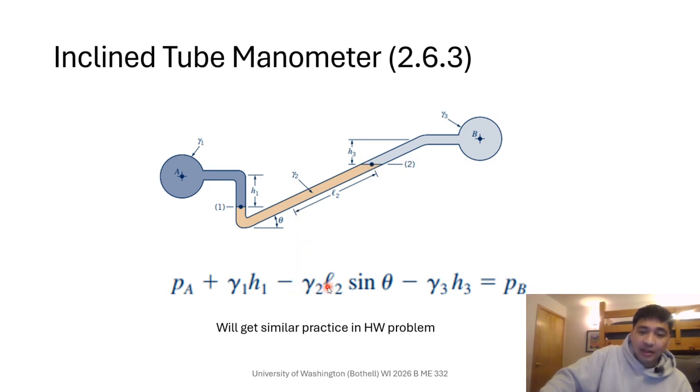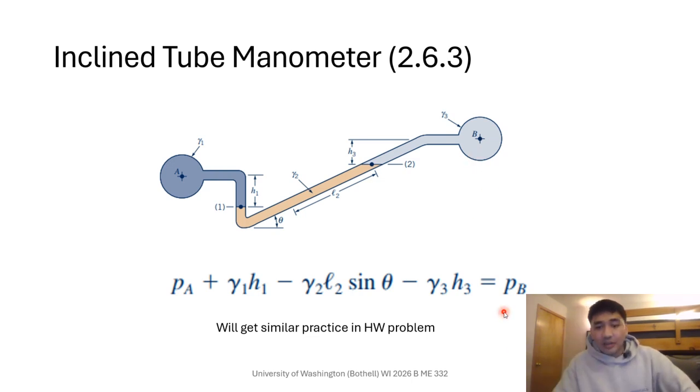Now we have gamma 2, and to get the height, it's just your trigonometry. This is the angle theta, so you have the opposite over hypotenuse, and that's going to give you the height. So that's that part. And then here you're going higher again, less depth, so that means less pressure. Then you have your gamma 3 fluid times your height 3 here, all equal to pressure B. This was more directly from the textbook, and this is exactly how I was explaining my process earlier. So hopefully this clears it up for you.